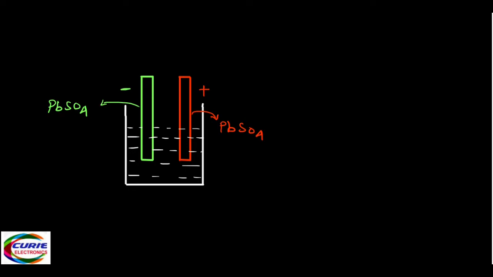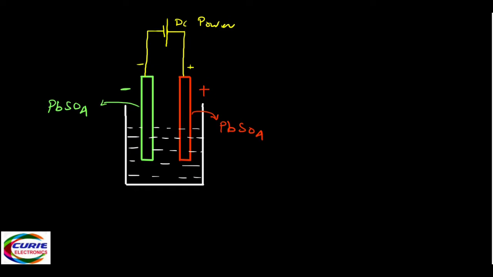Now what do you do to charge this battery? We connect it to a power source. AC power source or DC power source? We connect it to a DC power source. Sorry, this polarity, this should be plus. Same polarity, DC power source.